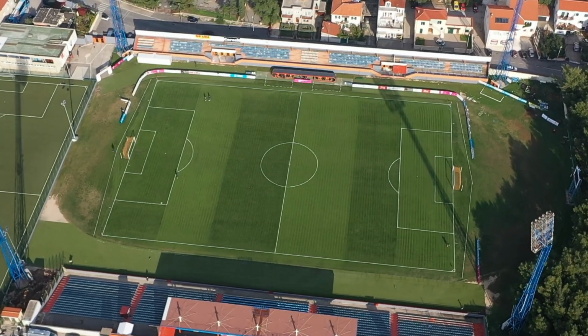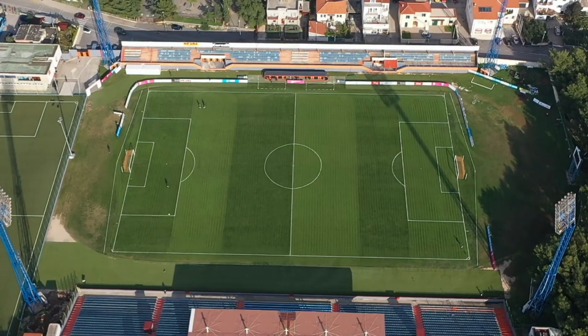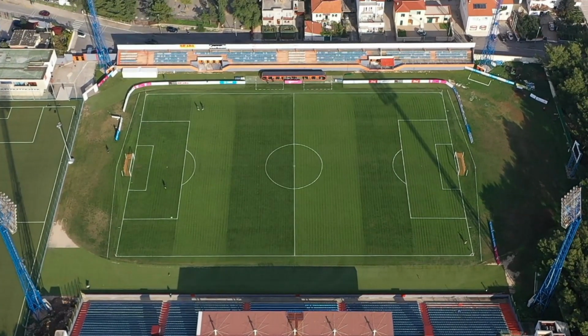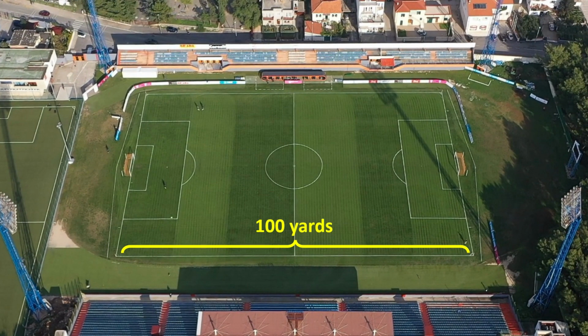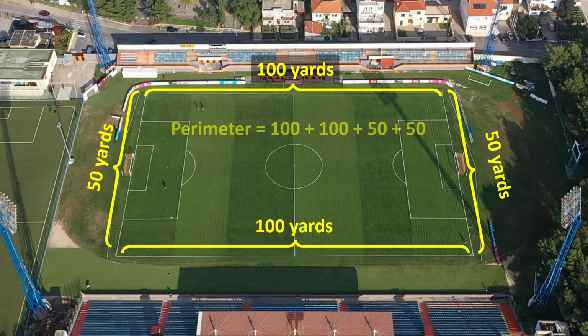Here's a big soccer field. Its perimeter is in the shape of a rectangle. To calculate the perimeter, we need to add up the length of each side. This side is 100 yards long. This side is 50 yards long. This side is 100 yards long. And this side is 50 yards long. When we add them all up, we get a total of 300 yards. So the perimeter of this soccer field is 300 yards.